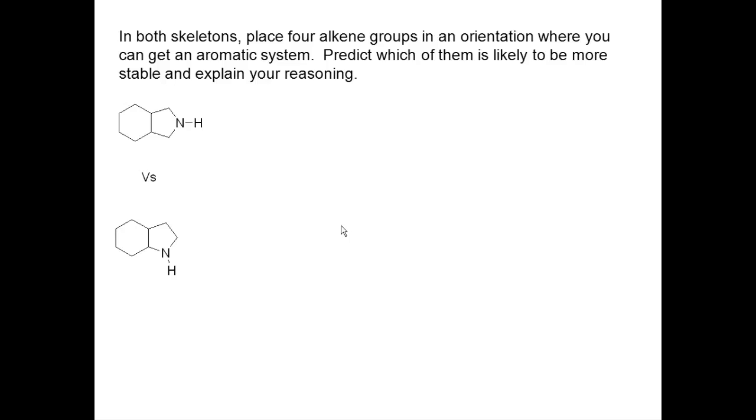Okay, this one I'm asking you to place 4 alkene groups in an orientation where you can get a completely aromatic system and predict which of these is going to be the more stable compound. So if we do that here, and let's remember that we have a lone pair on nitrogen, we would put those here, here, here, and here.